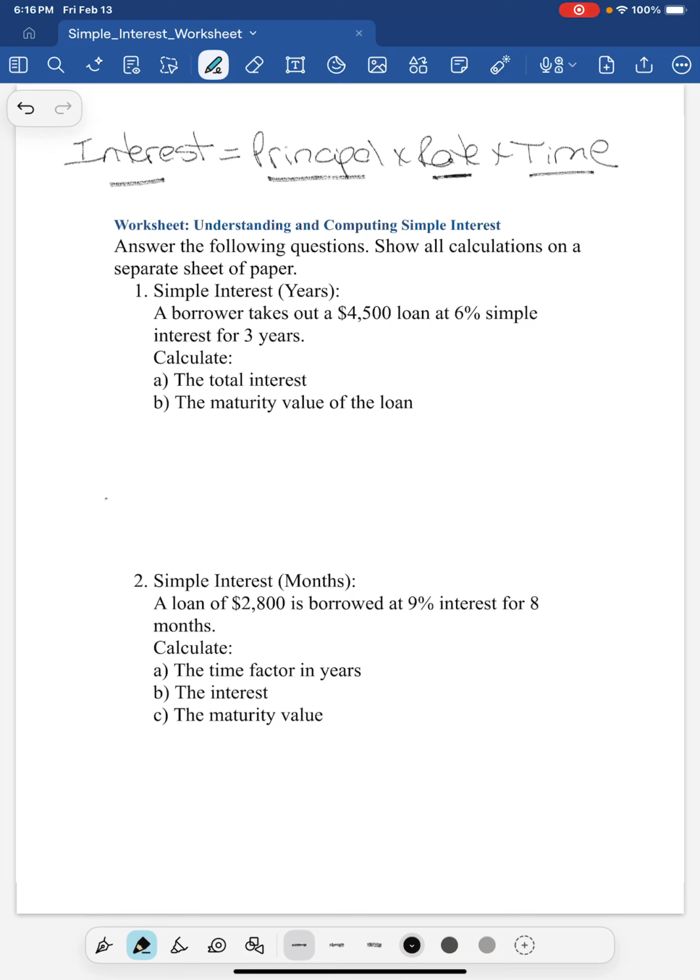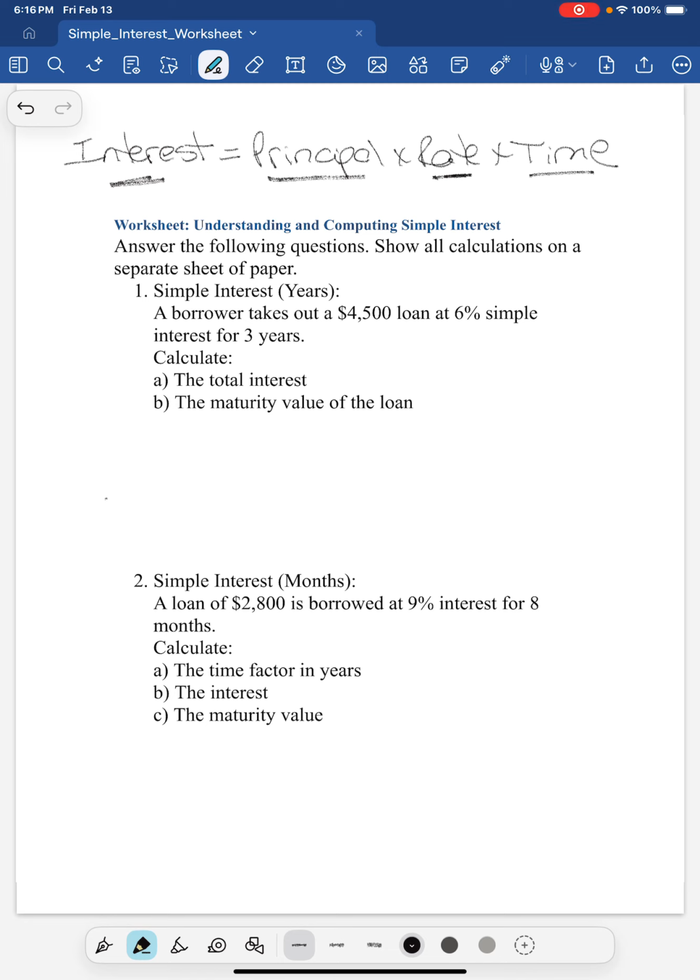Okay, everybody, for the last part of this module, we're going to be working on simple interest, and that's what this worksheet deals with. In the next module, we're going to move into compound interest, which is a little bit more complicated, but this is pretty straightforward and simple. As long as you know the interest formula and understand how it works, I've written it at the top.